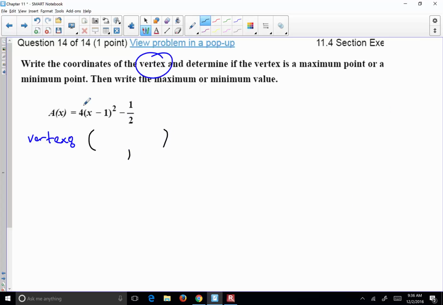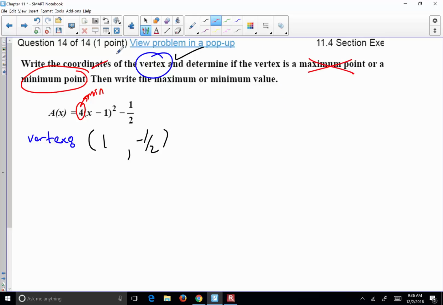What is the vertex? 1 and 1. Perfect. Done. Is this a maximum or minimum? When you graph this, are you going to get a mountain or valley? Are you going to get the maximum point or minimum point? Minimum. Why? Because this is positive. If the number in front is positive, you have a minimum point, not a maximum.